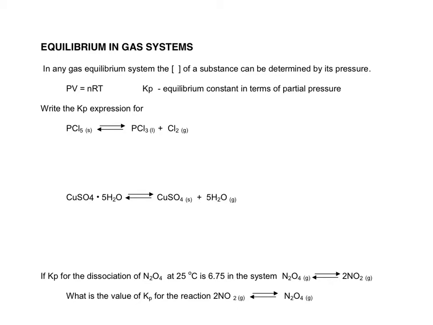Today we're going to talk about equilibrium in gas systems. So if you have a reaction that is reversible and it has reached equilibrium and your reactants and products are gaseous, then in any gaseous equilibrium, the concentration of the substances can be determined by their pressures. We know from the ideal gas law, PV equals nRT, that we can relate pressure to moles.